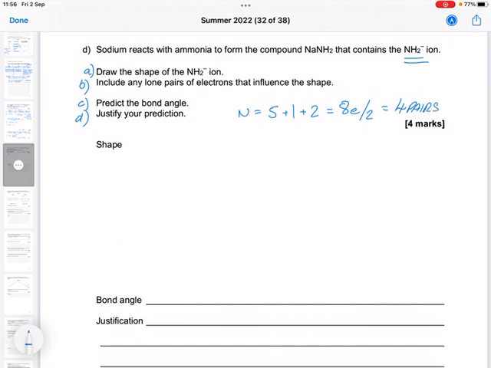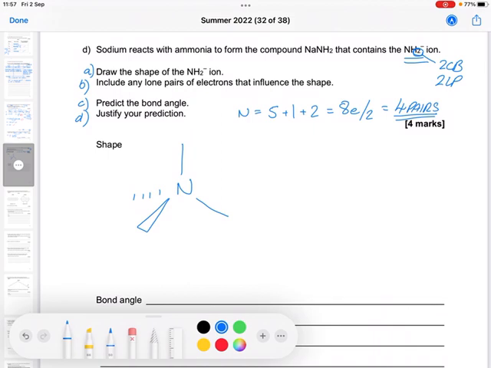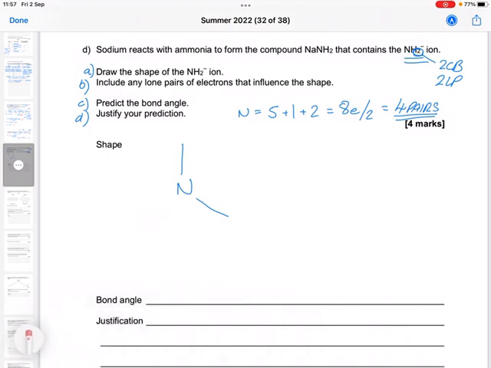Okay, so the shape I'm starting with: if I put nitrogen in the middle, it's starting with that, isn't it? Because 4 pairs is this. But on my molecule here, I've got 2 covalent bonds. Now, if I've got 4 pairs, that means I have 2 lone pairs of electrons in here. So what I'm going to do is rub 2 of these out and make them lone pairs. Just because it's easier to do, I'm going to do those 2. So put a lone pair on here and a lone pair on there. Put my hydrogens on the end.